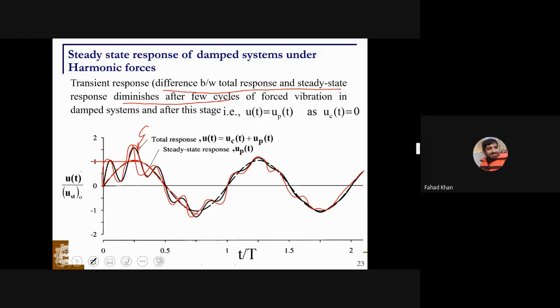That is, u total will eventually be equal to the particular solution, meaning whatever is the externally applied force, the total displacement will follow the trend of that applied force, as u complementary will tend to zero. So up to about this point, your total solution, u total, will be equal to u complementary plus u particular, and beyond this time, you will have u particular only. UP only, and UC will vanish.